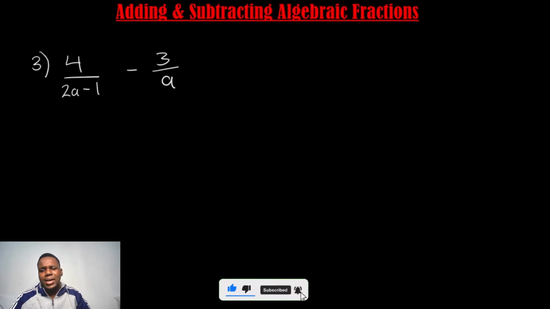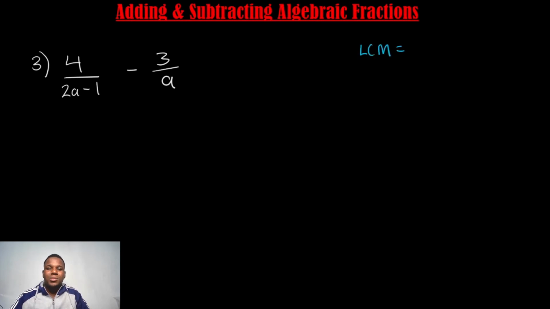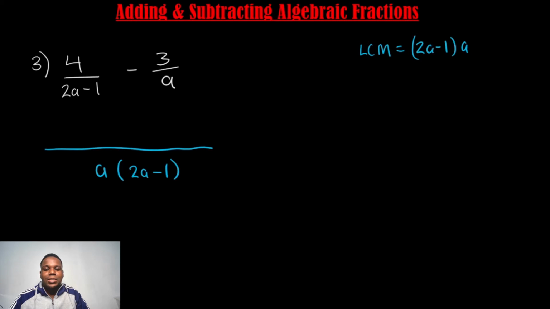The next example that we have is 4 over 2a minus 1 minus 3 over a. So this follows the same concept. We look at whether the denominators are the same. If they are not the same, then we need to find the lowest common denominator or the lowest common multiple. So the lowest common multiple would be both denominators put together. So 2a minus 1 times a. We're not going to simplify it. So now that we have found our new denominator, we're going to divide the 2a minus 1 into our new denominator. The remainder is a, and we're going to multiply that a by the numerator, which is 4.